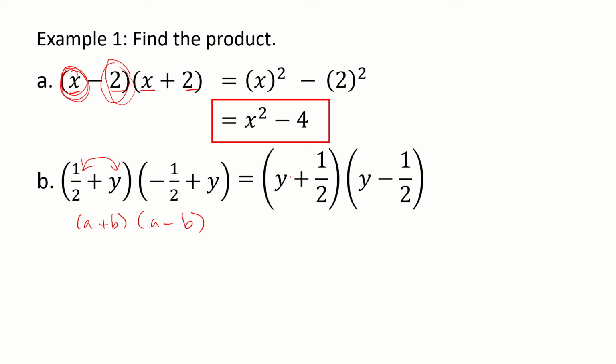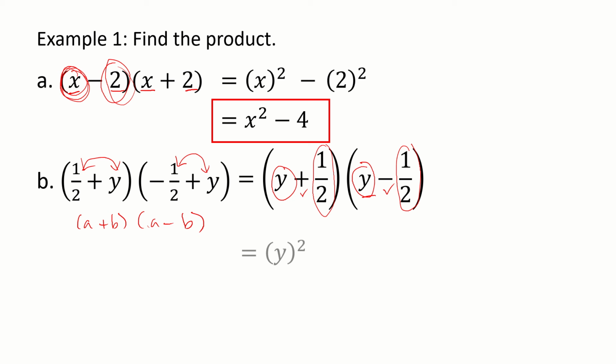So y plus 1 half. Then here, instead of putting the negative 1 half first, we interchange the 2. That's okay because the commutative property of addition says that it is okay. So that will become y minus 1 half. Now you will notice that the first terms are the same. Second terms are the same except the plus and the minus. So you can use a special product: the product of sum and difference of binomials.